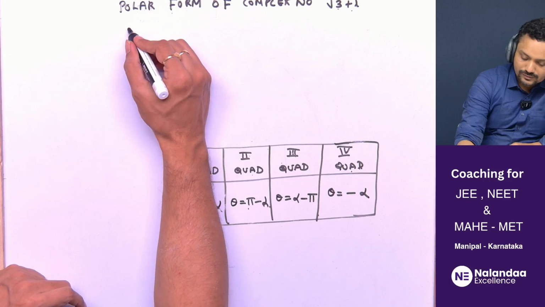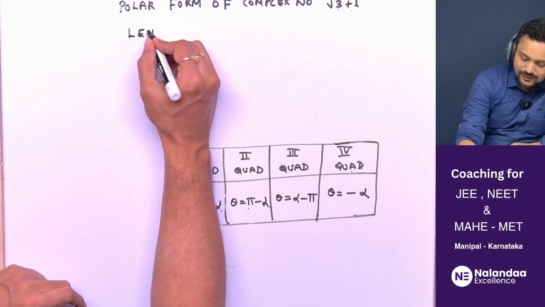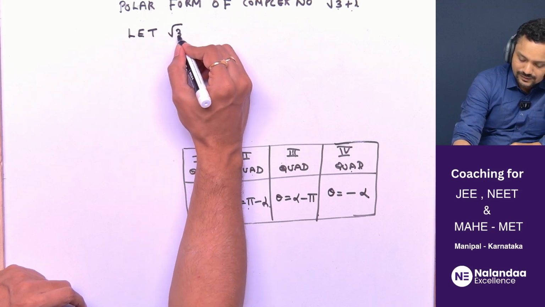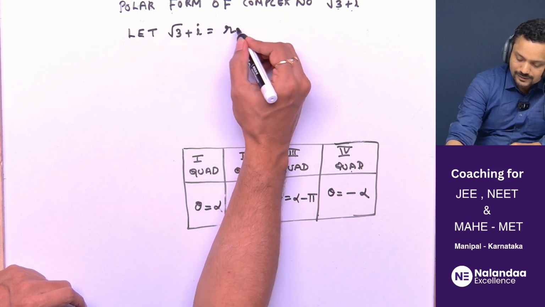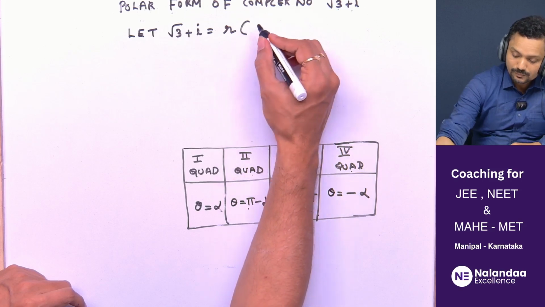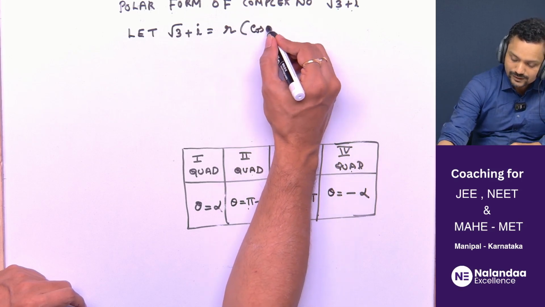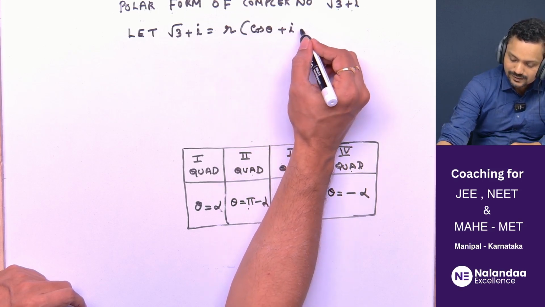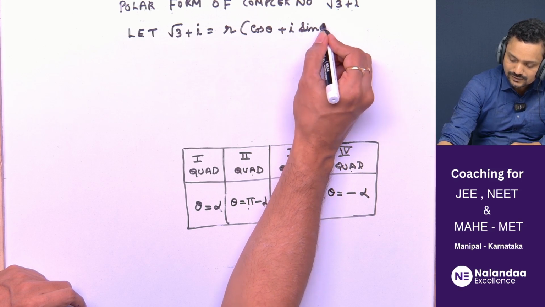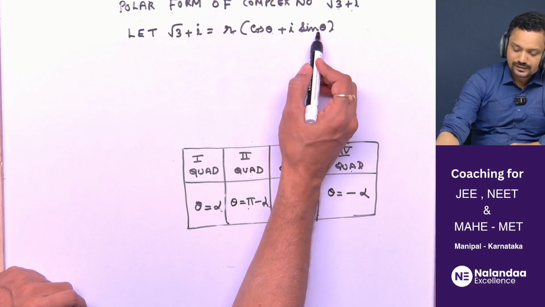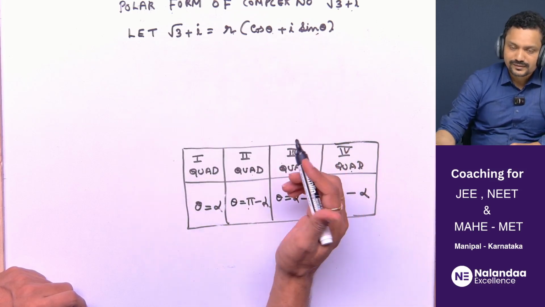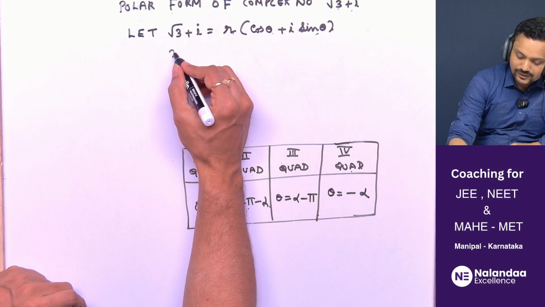First, what you have to do is, we'll just assume this. Let z be root 3 plus i. Now, the meaning of polar form is expressing the complex number in the form r into cos theta plus i sin theta. So this is called polar form. In fact, if you find r and theta here, you are getting the polar form.